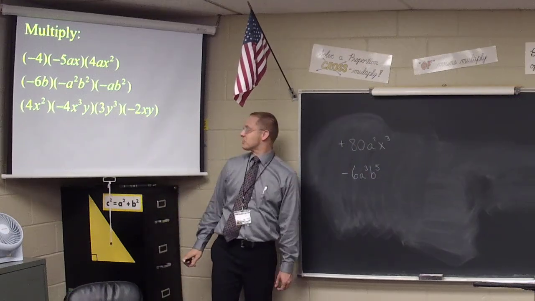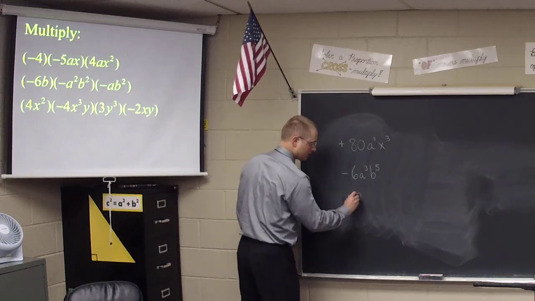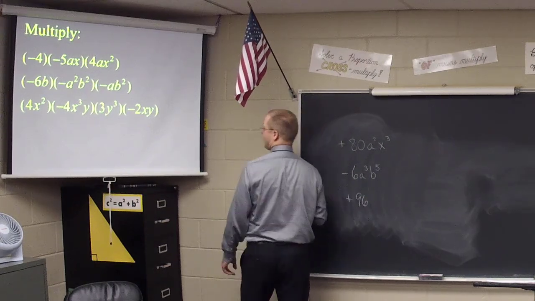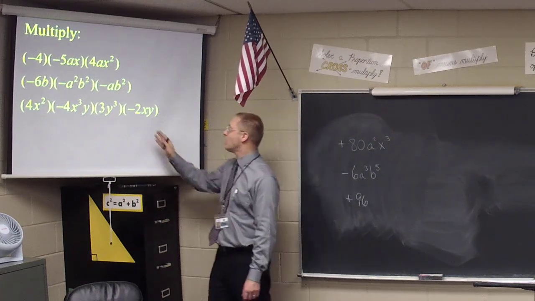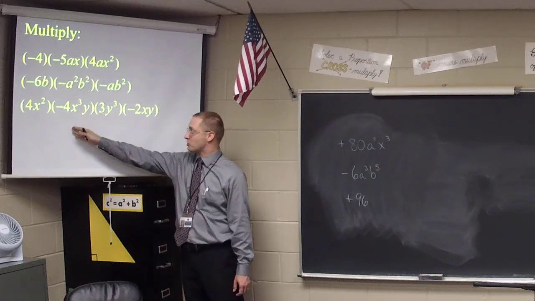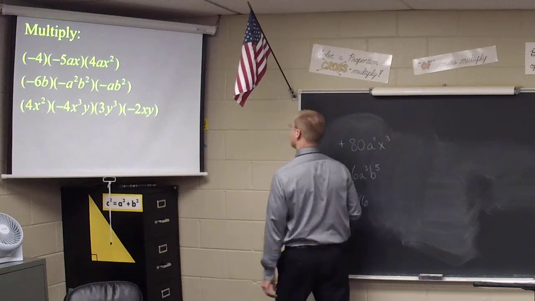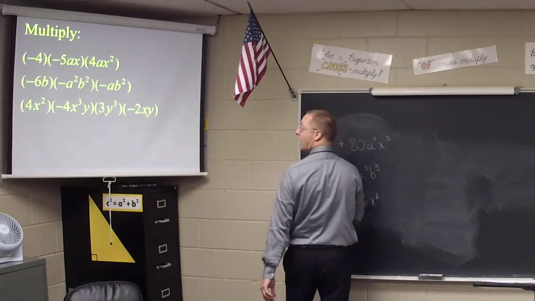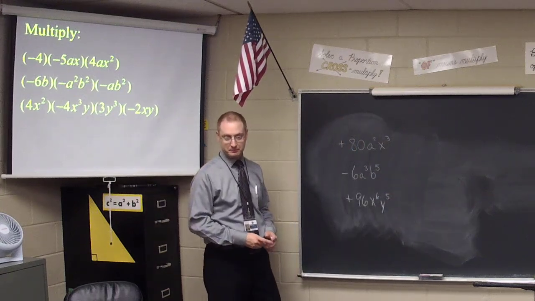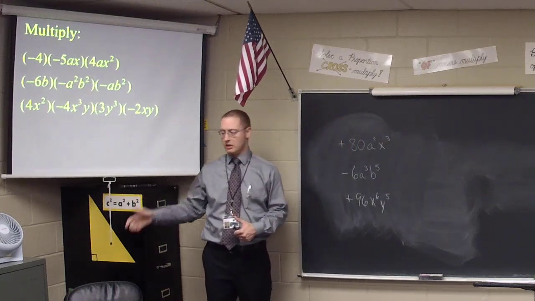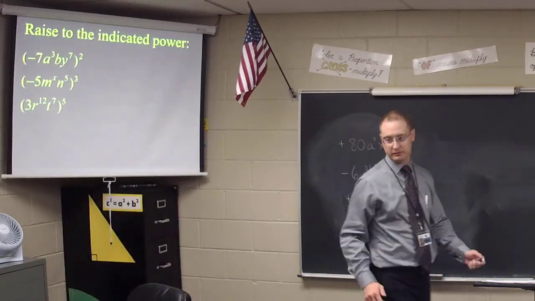No. Alright, on the next one, sign, positive. Number, 96. I got 66. Should be 96. 4 times 4 is 16, times 3 is 48, times 2 is 96. Or 2 times 3 is 6, times 4 is 24, times 4 is 96. You don't have to go in the same order. Then the X's, X to the 6th, and Y to the 5th. Questions on that one? Make sense? Alright. Raise to some powers here.